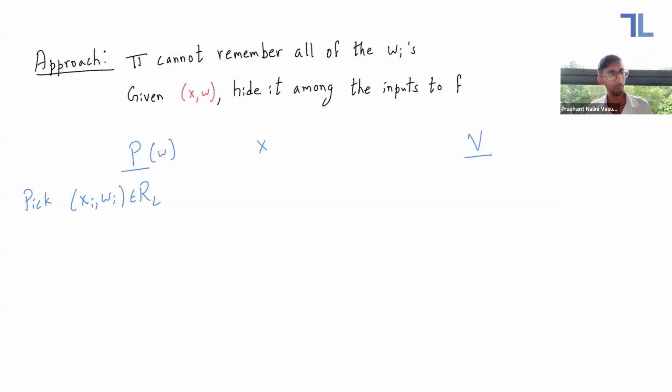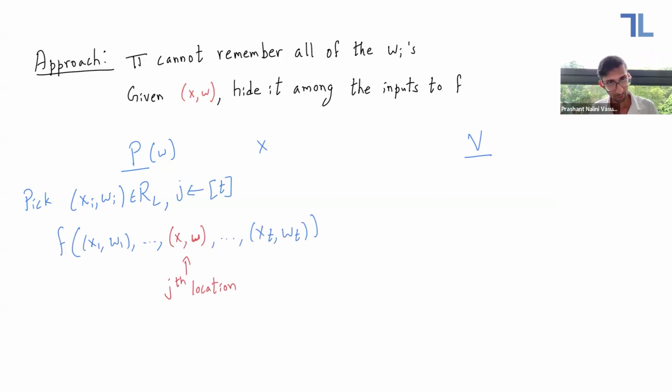Our approach will be to try to pick some instance witness pairs that are in the NP relation for the language. So you pick many x_i's and w_i's such that x_i is in the language and w_i is a valid witness for x_i. And then you pick a random location j from 1 to t, and you take the actual instance witness pair you have and put it in the jth location, and then compute the proof as before. Do whatever the batch prover was doing. Compute this proof pi and send the pi to the verifier along with information on what the instances you picked were and the location in which you put the x.